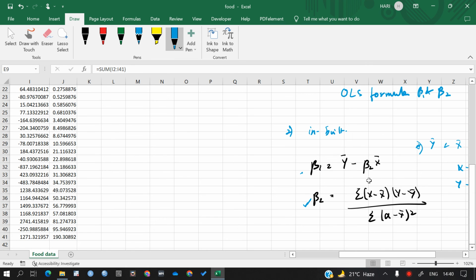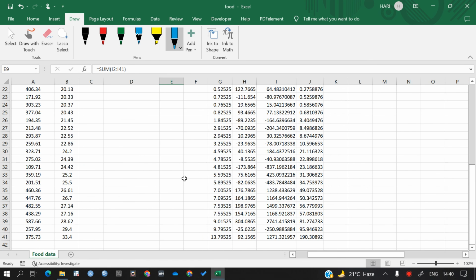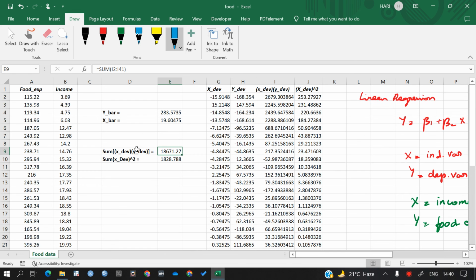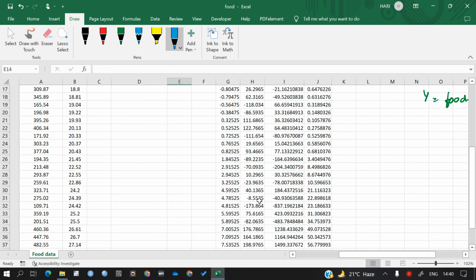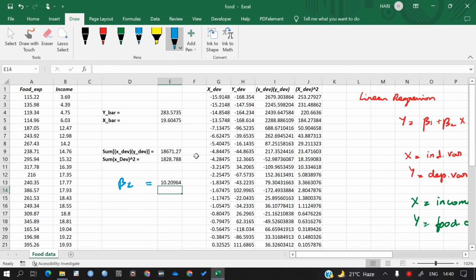Now we need to plug those values into the formula to find the value of beta 2. So before estimating beta 1, we will be finding the value for beta 2. So what is beta 2? Sum of x deviation into y deviation divided by sum of x deviation square. So this is the value for beta 2 which we have estimated using the OLS formula. So now moving on to the estimation of beta 1. So what is beta 1?